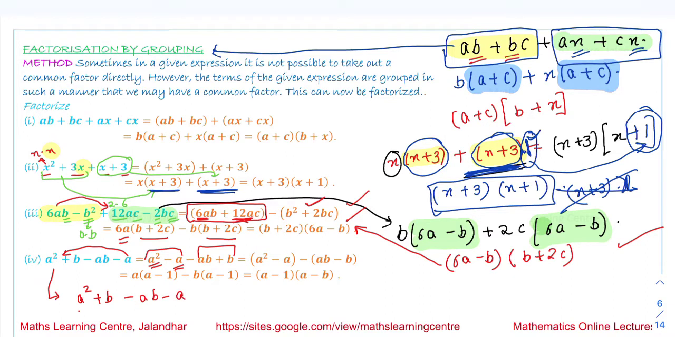If suppose I try to group it in some other way, there is nothing common in these two. You can see from this, if you take common from these two, it is minus a into b minus 1.